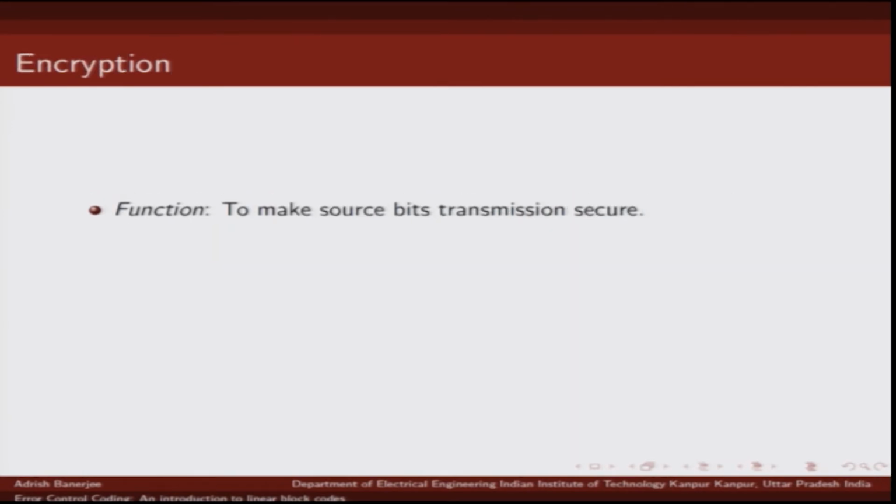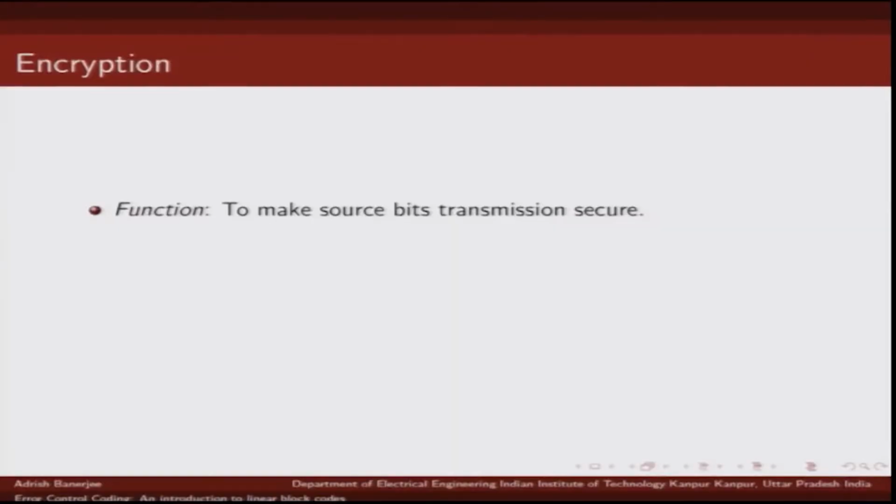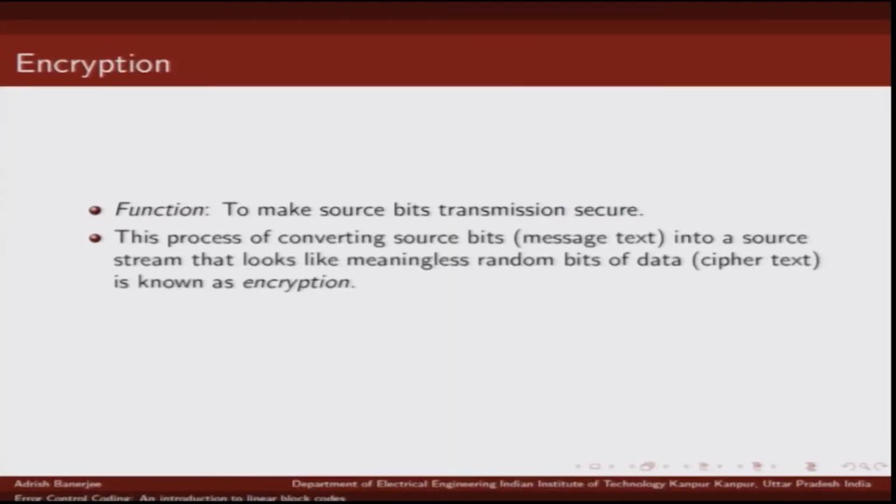Now, the next block was encryption, and the objective of encryption is to make the data or the bits secure, so that unwanted users should not be able to find out what has been transmitted. In this encryption process, we convert our source bits into what we call a ciphertext.